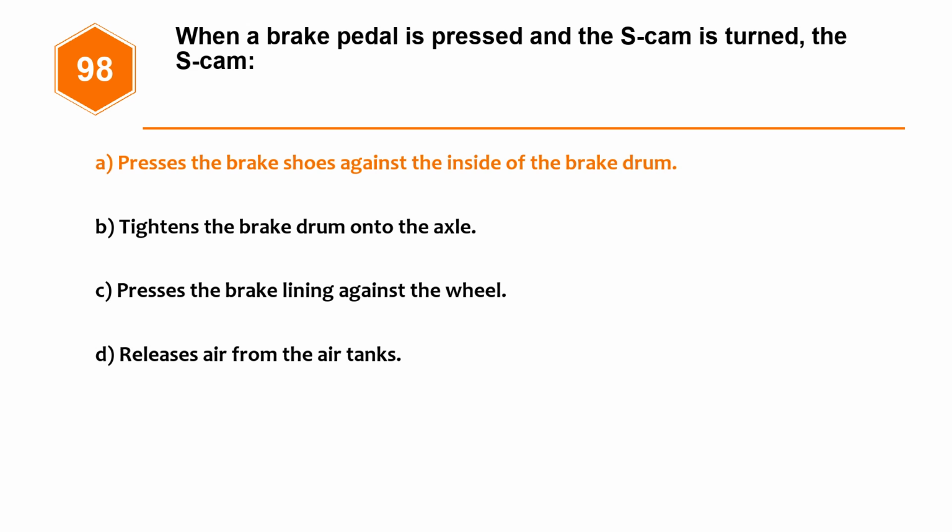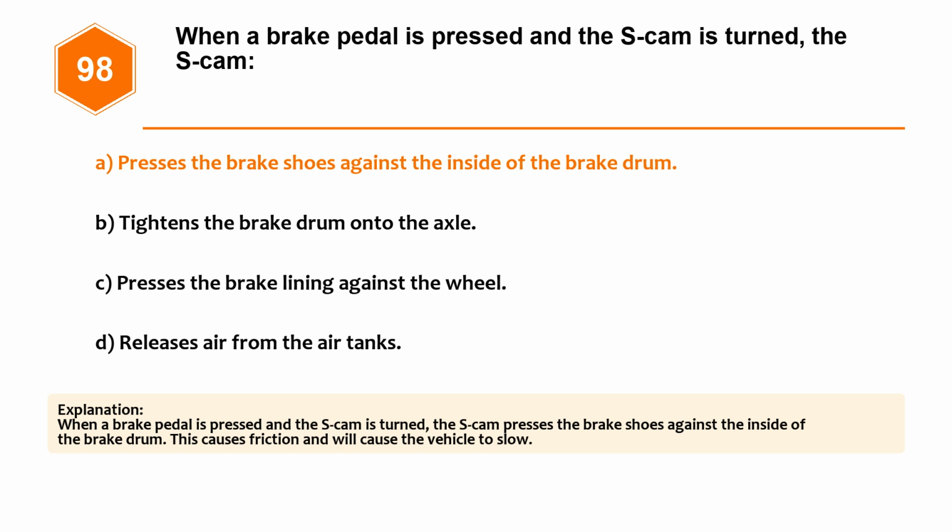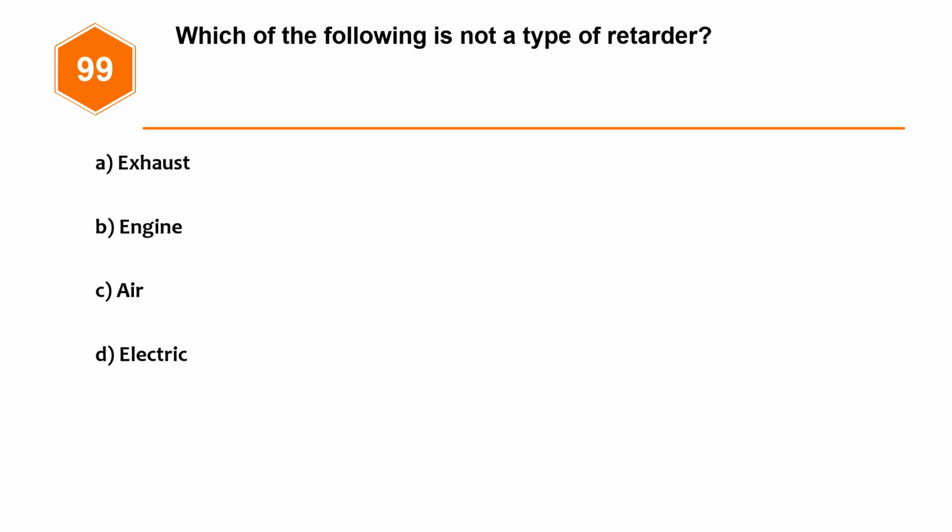The correct answer is option A. Presses the brake shoes against the inside of the brake drum. Explanation. When a brake pedal is pressed and the S-cam is turned, the S-cam presses the brake shoes against the inside of the brake drum. This causes friction and will cause the vehicle to slow. Question 99. Which of the following is not a type of retarder?